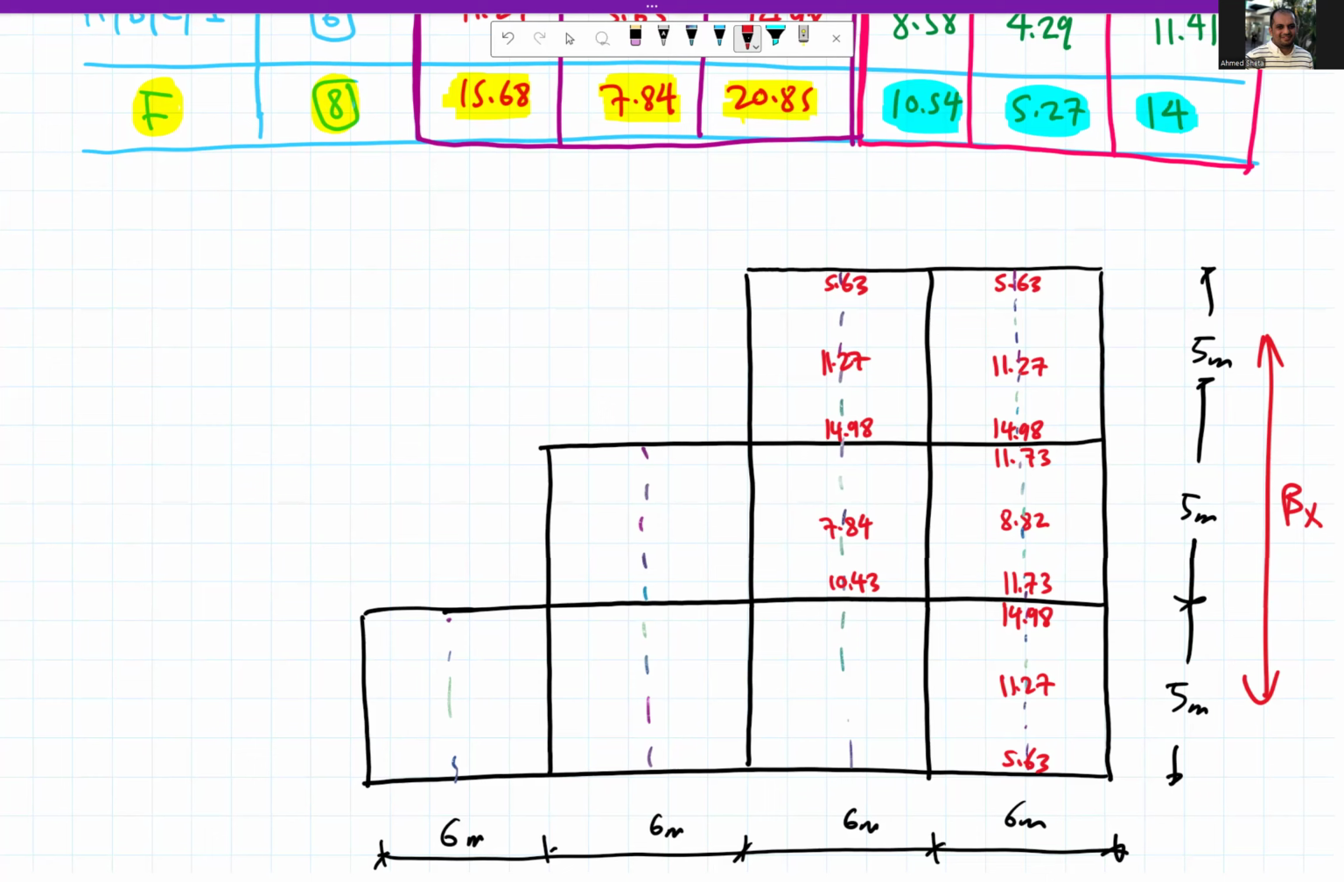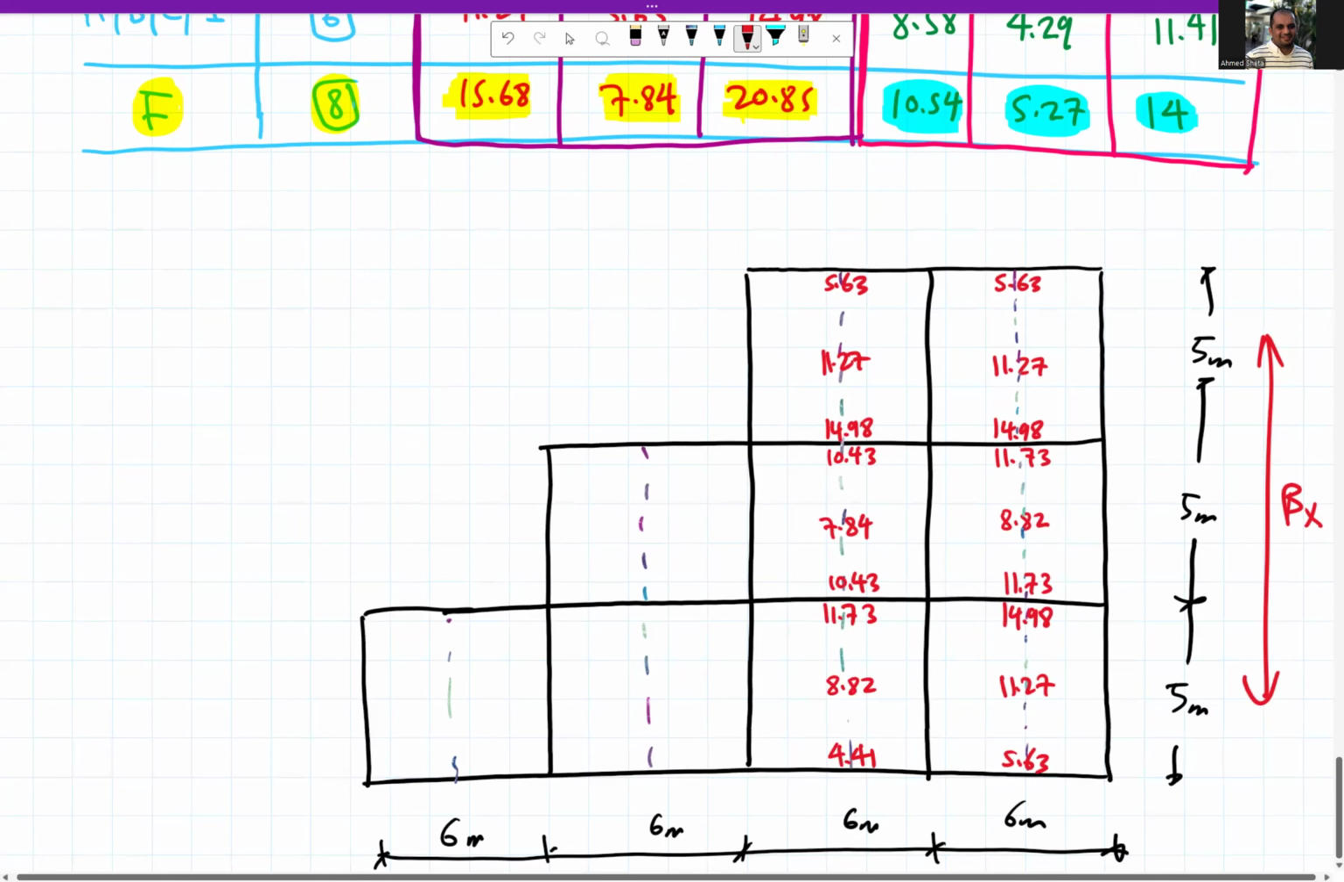Okay, so I just missed one number, so I will just do it now. So we have 7.84 times 1.33 equal to 10.43. So here also 10.43, then 11.73, 8.82, and 4.41. Here the negative moment is 5.63. The positive moment is 11.27.